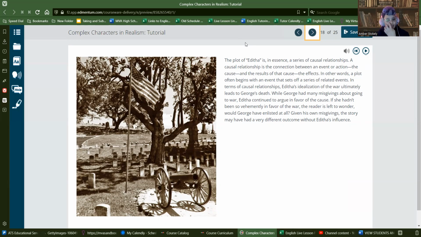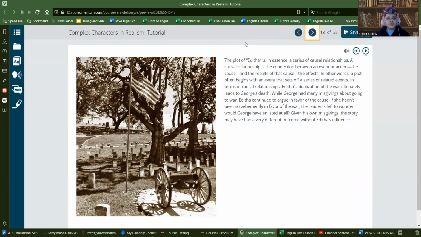So we know that Editha glorifies war, right? She has a connection to George, but she convinces him to go to war because she views it as such a great thing. George does go off to war, and it's not something he wanted to do. If you read the story, you can tell that he wasn't really fond of enlisting. But Editha argued in favor of it.